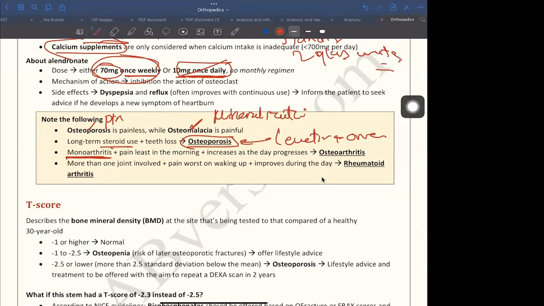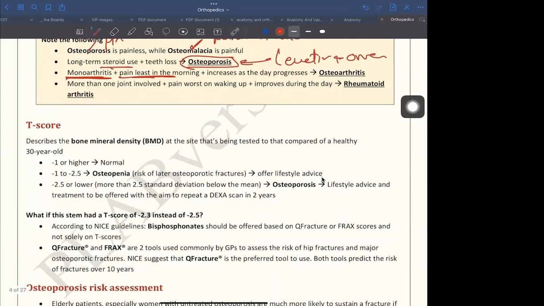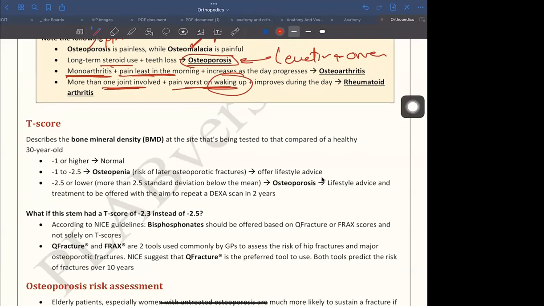So monoarthritis, we mentioned it, the pain is least in the morning and increases during the day, leading to osteoarthritis. If the pain is not there in the morning and increases with exercise or during the course of the day, it's called osteoarthritis, all right? If more than one joint is affected, so multiple joints, and the pain is worse on waking and improves during the day, so the pain is very bad in the morning and during the day it will improve, this is called rheumatoid arthritis, okay?